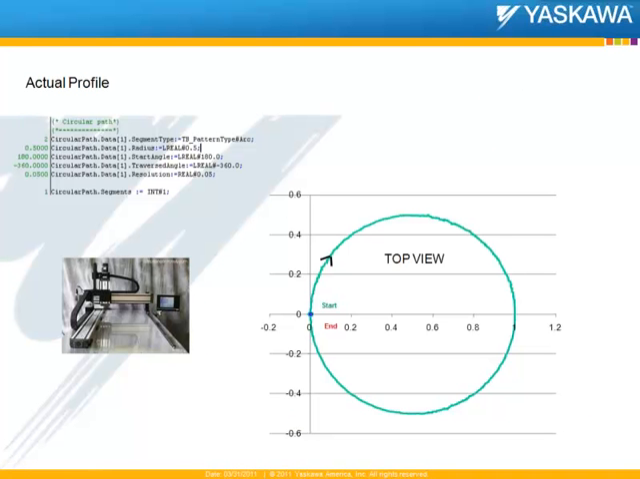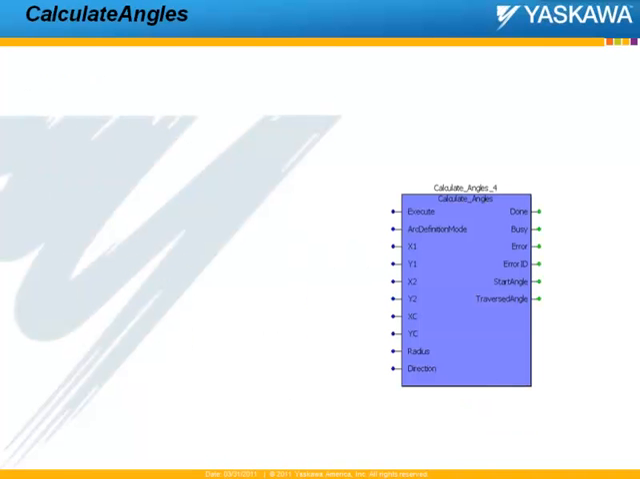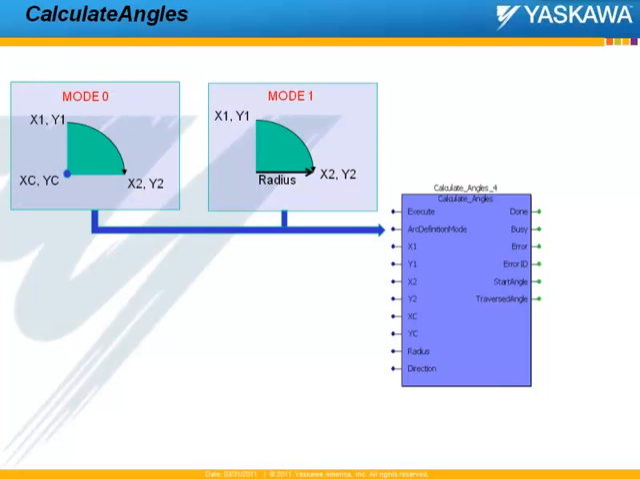The third function block we're going to talk about here is calculate angles. We had briefly talked about what the calculate angles function block can do. It is basically used to create an arc. So if you have trouble creating an arc, or let's say you have information about 2 points and the radius of the arc, but you don't know the center point, then you don't have to do the math to create an algorithm that can generate an arc for you.